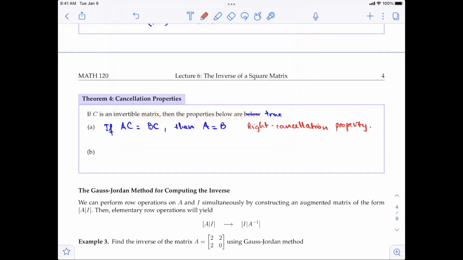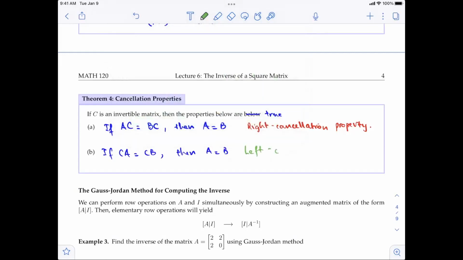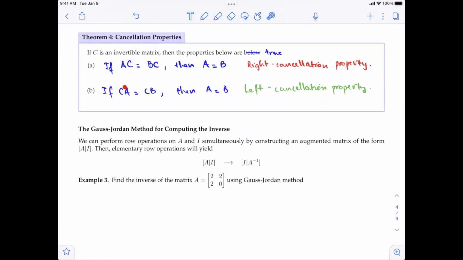Okay. Now, in the second situation, if you have C times A equal to C times B, then A is equal to B as well, and this is called the left cancellation property. Okay, why is it left cancellation? Because the matrix C is on the left of A and C is on the left of B as well.